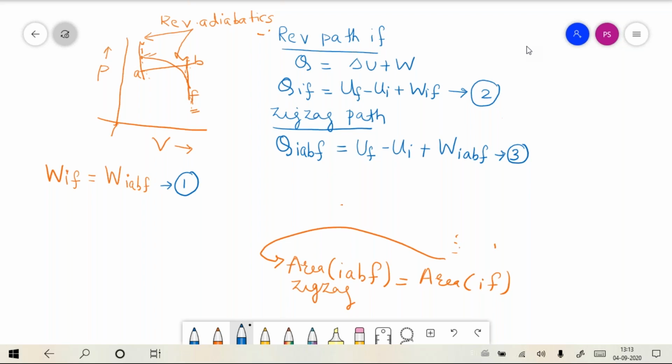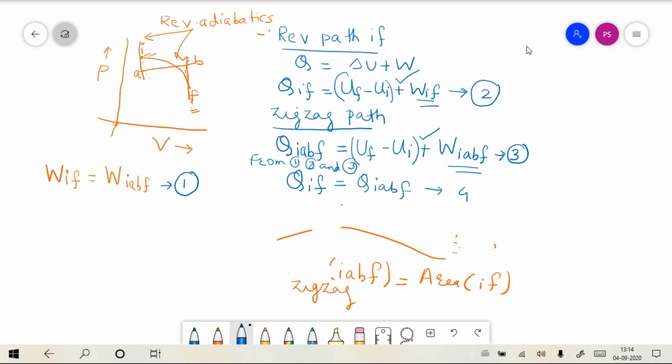W_IF is equal to W_IABF, because the term U_F minus U_I from equations 2 and 3 is the same. So W_IF equals W_IABF, which means that Q, the heat transfer during the process I to F, the reversible path from equations 1, 2 and 3, so Q_IF is equal to Q_IABF. Let us call this equation 4.